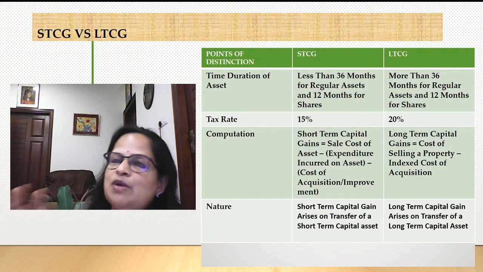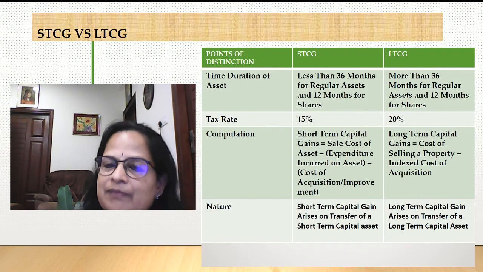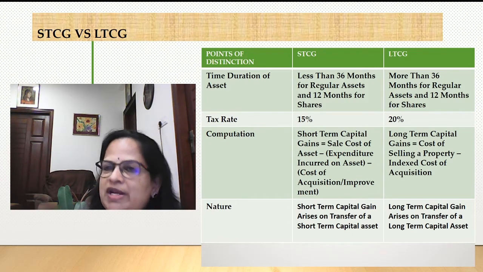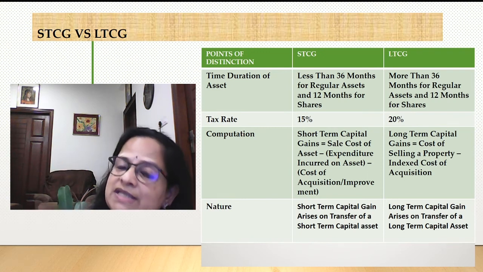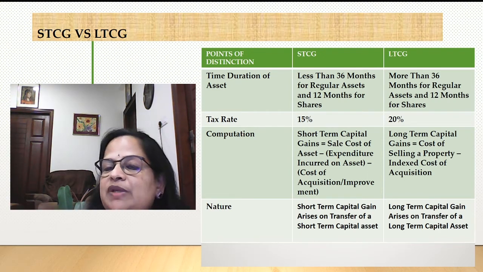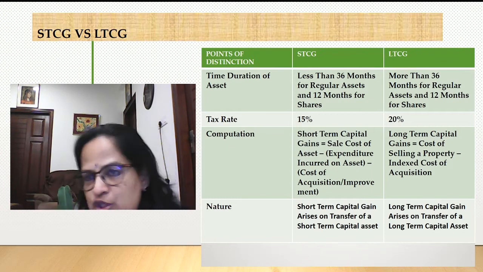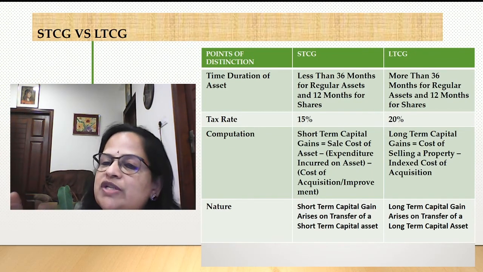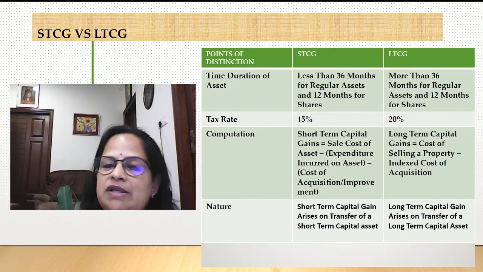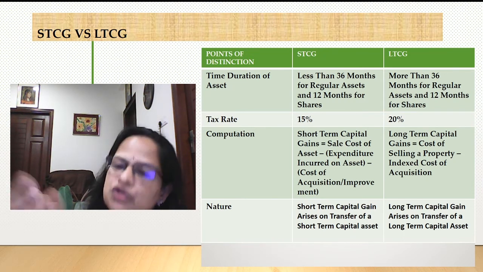See, if a property was purchased in 2010 and we are selling it in 2019, what will be the value of that asset in 2019? The purchase price is multiplied by this year's index, 301, divided by the 2010 index. That is how we will calculate. You don't have to worry about this; we are going to do the problems also.